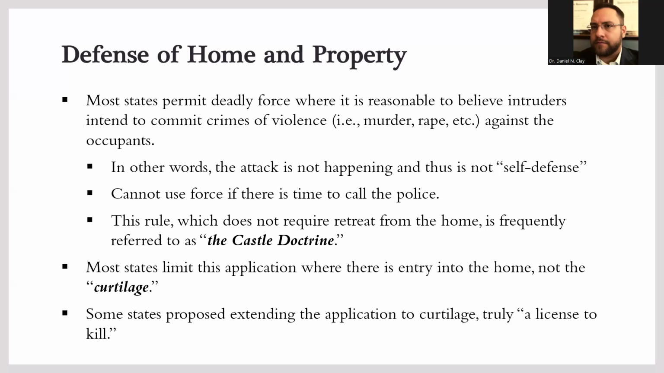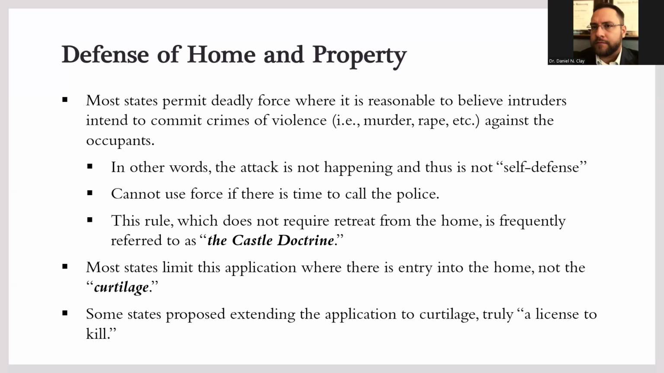The states word it differently. But in most places, if the person is not there to commit violence, but they're just there to steal something, can you kill the person? Usually it is no. I say that with the caveat that it just depends on the state, right? It truly just depends on the state.